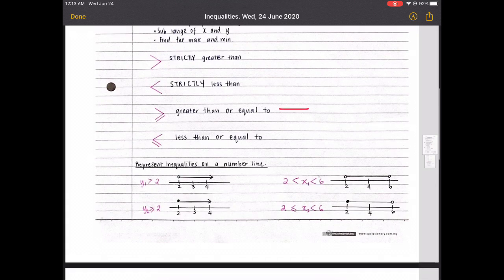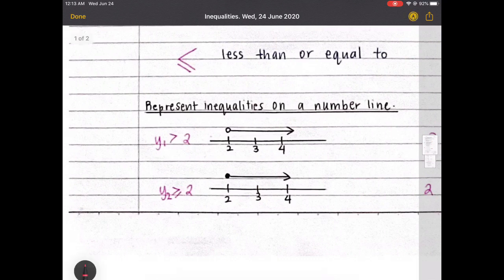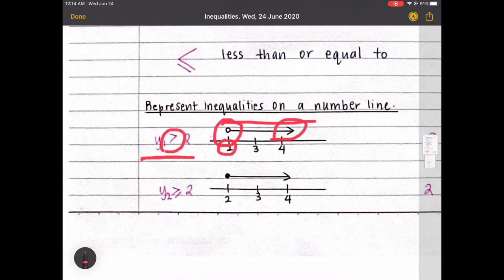Now, how do we represent inequalities on a number line? So let's look at these two number lines first. Firstly, if you have this sort of symbol, you will draw it on the number line with a hollow circle. So this inequality says y1 is greater than 2. So you're going to put a symbol on the number 2, and then since it's greater than, you're going to draw an arrow to this side. This arrow represents that y1 can be any number greater than 2. So it doesn't just stop here. It can go on and on.